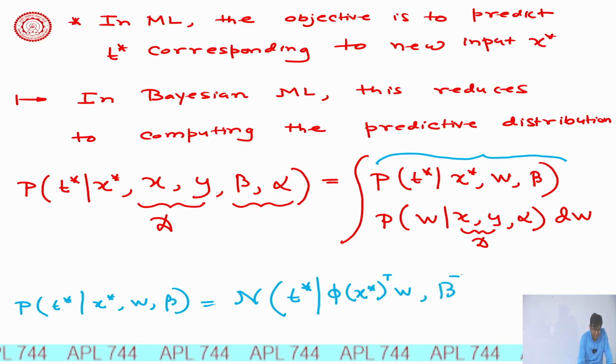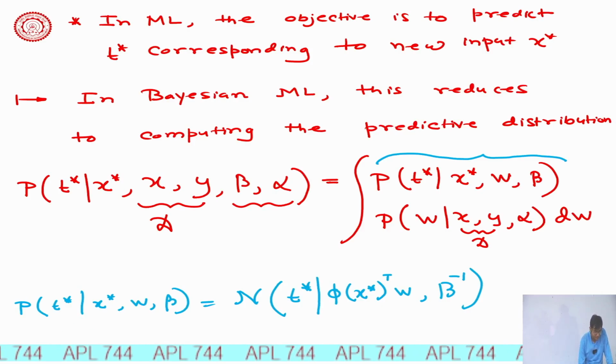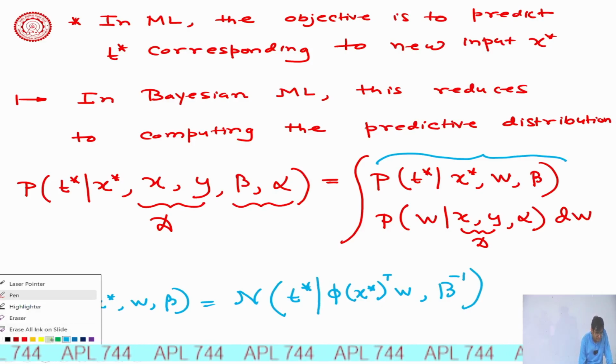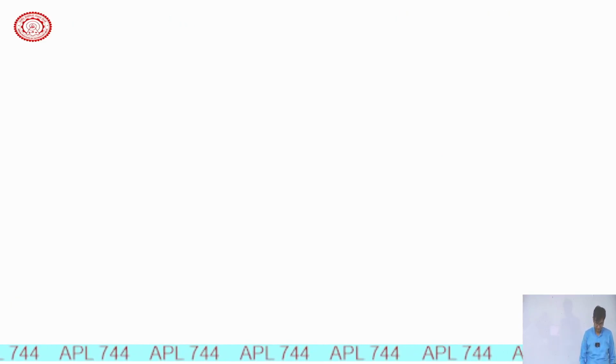Again, this is the likelihood, it is coming from the likelihood. So it is the likelihood that is evaluated at the new input X star, okay. The second term is this one, and this one, what is the distribution?